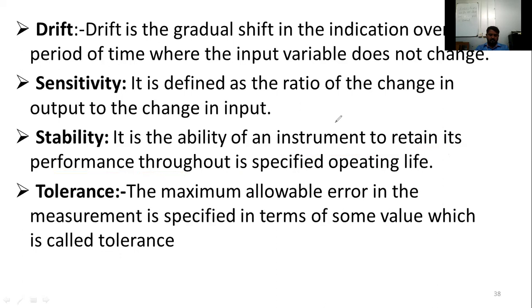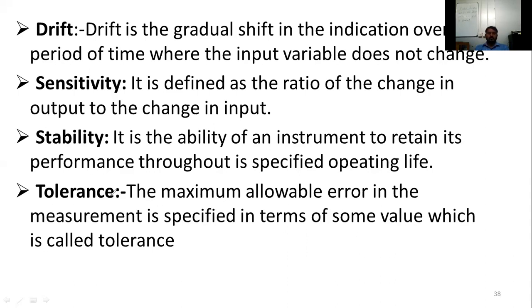Clear? Page 38. Mahesh, what is the time to join? I will not take your attendance. I will put absent only today.